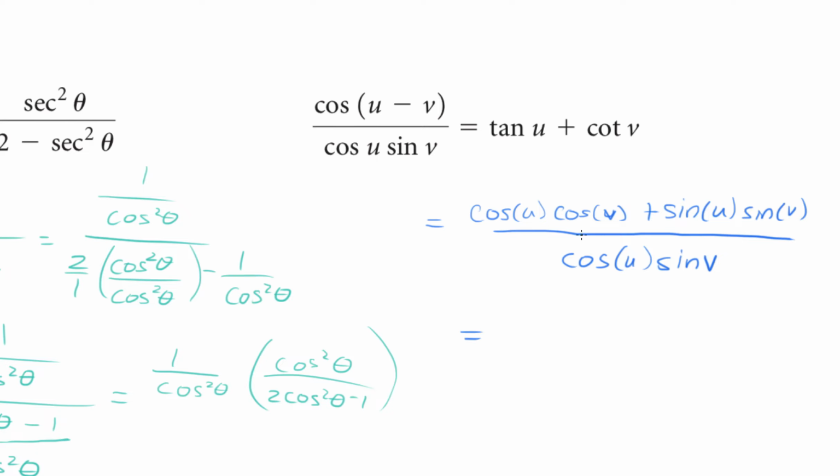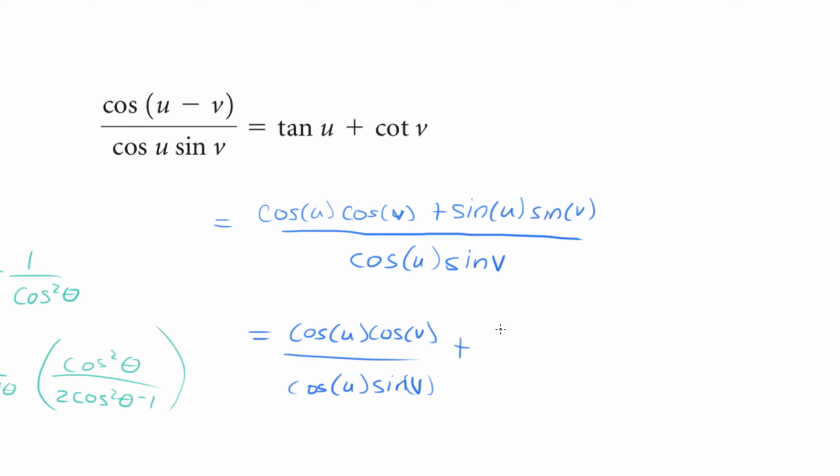Now if you divide these two terms together, so cosine of u, cosine of v, divided by cosine of u, sine of v, plus sine of u, sine of v, over cosine of u, sine of v. Well, notice what happens.